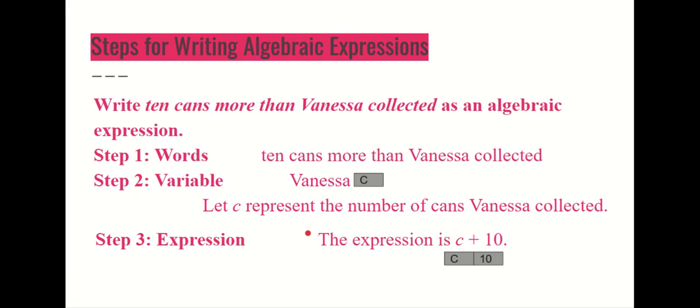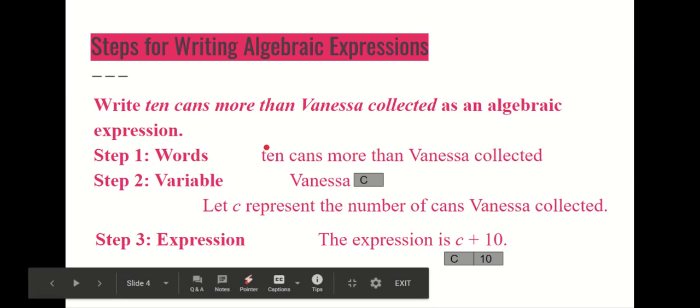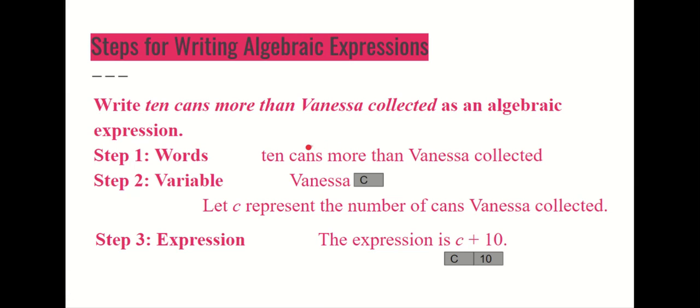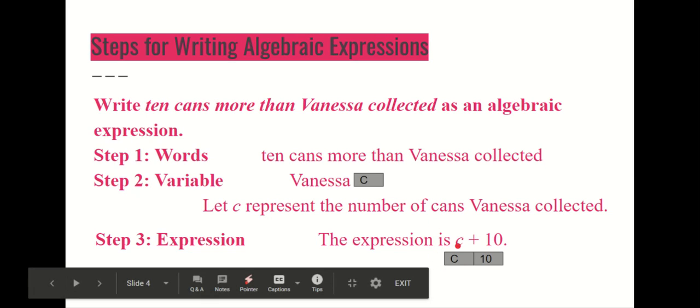Now I can go from that variable to the expression. So I'm going to translate the math words into an algebraic expression. Now I know it's 10 cans more. So I can say 10 plus however many cans Vanessa collected, and I don't know how many it is. So it's going to be C plus 10. And so if we see here, this is 10 more than what Vanessa collected.